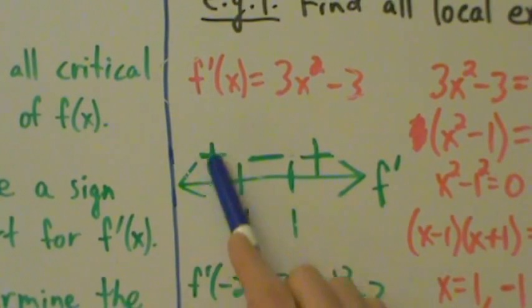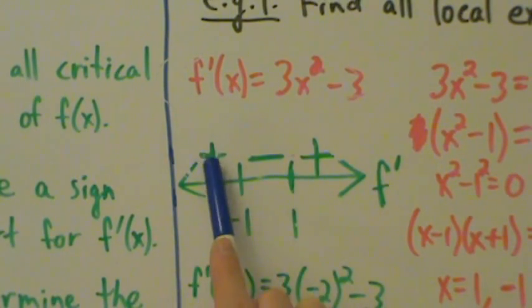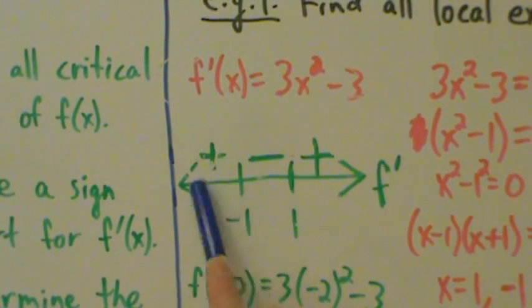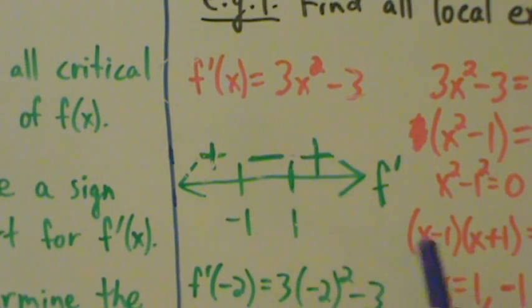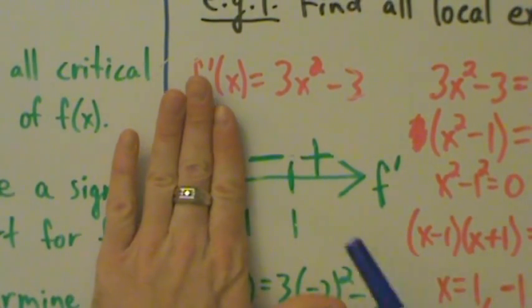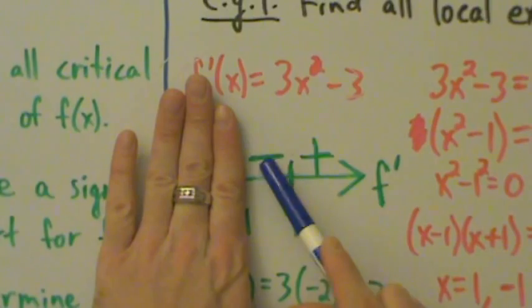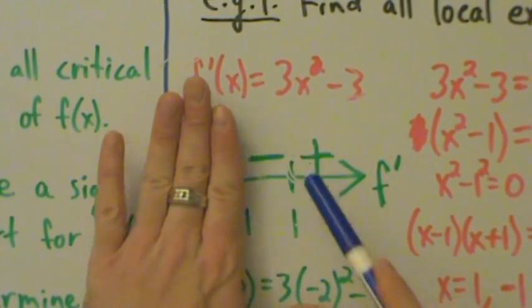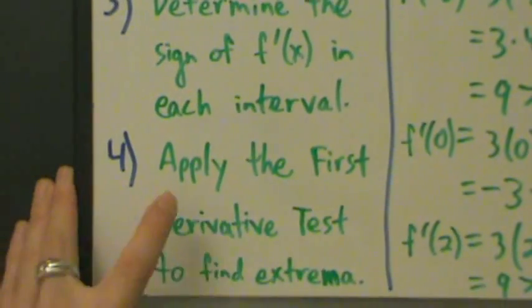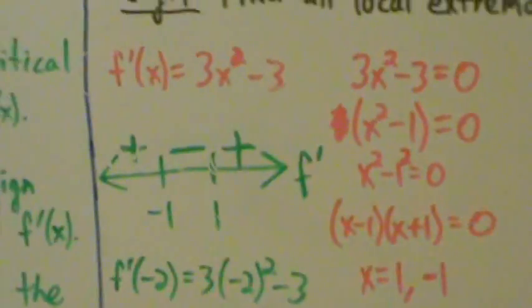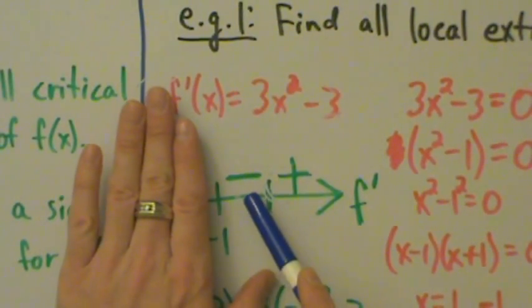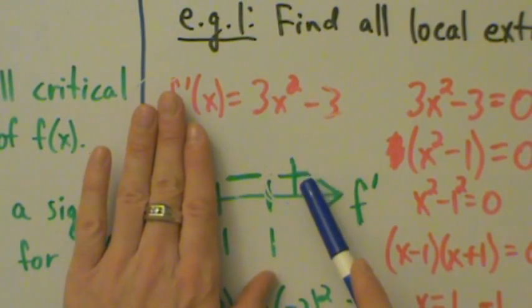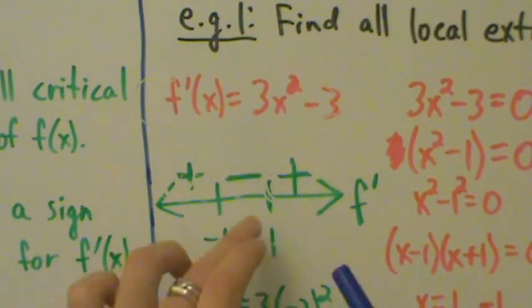Notice over here the derivative is positive, but we don't care about this, because all we care about is what's happening just to the left and just to the right. So we can cover up all this other stuff here. Just to the left, the derivative is negative. Just to the right, the derivative is positive. And the first derivative test, on step 4, tells us that a negative derivative just to the left and a positive derivative just to the right means we have a local min here.